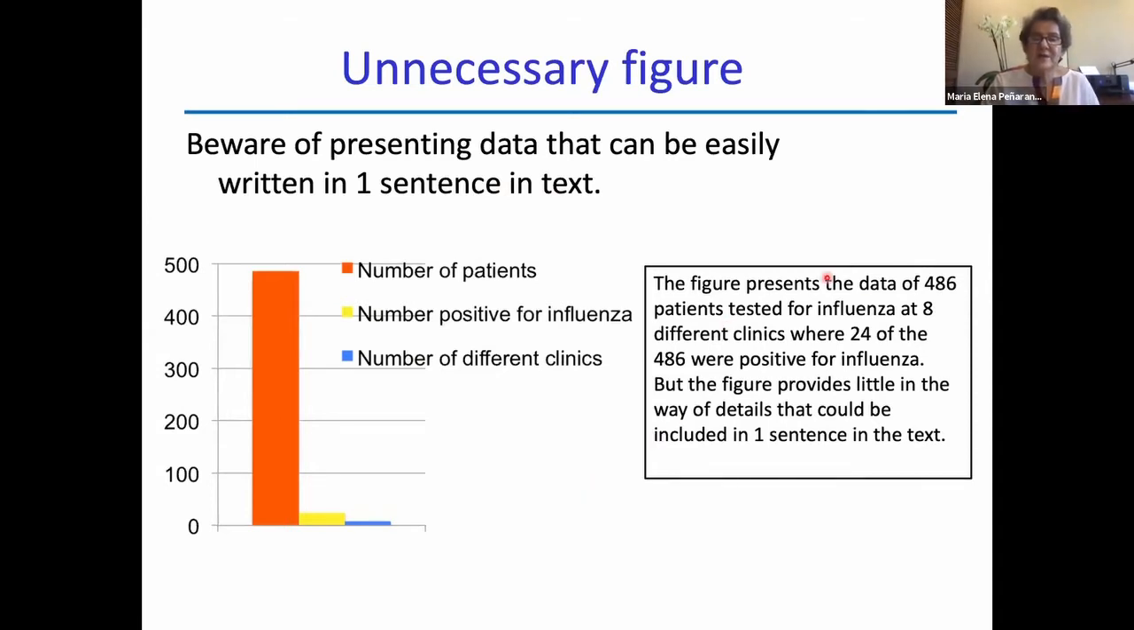So the figure presents data of 486 patients and influenza in different clinics, with 24 of 446 positive for influenza. This is just the data that's showing, and it's very hard to compare 24 versus the 486 patients. It is a very pretty graph, but it's not necessary at all. You can just say in the text that this many patients were studied and then 24 were positive. That's it. You don't need such a beautiful graph for such little info.